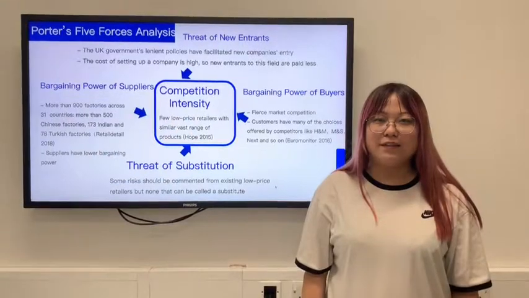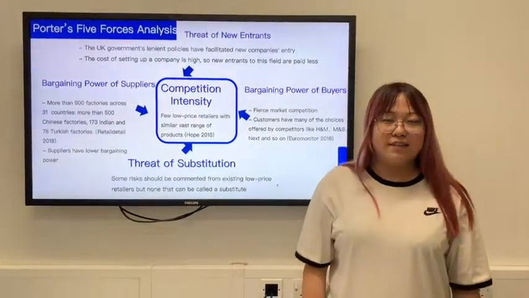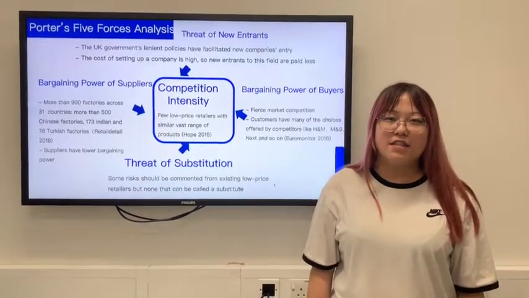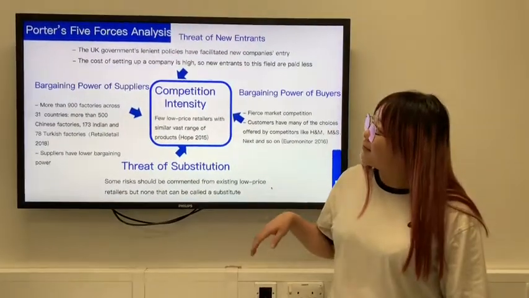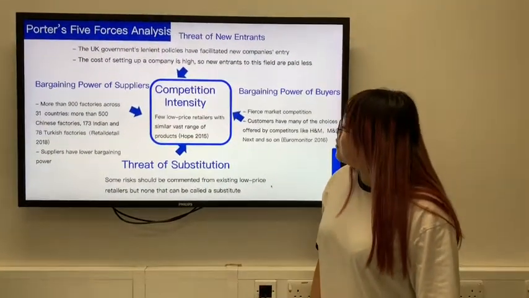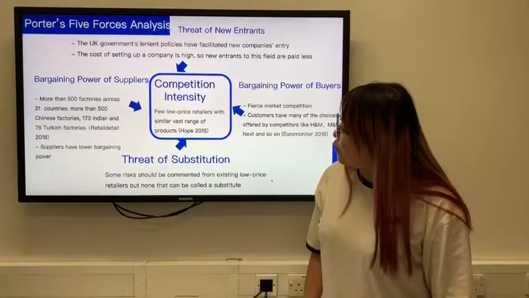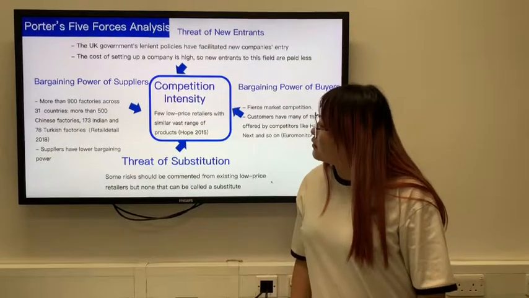Hello, I am Ronan Liu. I will introduce Porter's 5 forces. This analytical model was formulated in 1979 by Michael E. Porter, which includes the 5 forces. They are the threat of new entrants and substitutes, the bargaining power of suppliers and buyers, and the competition intensity.